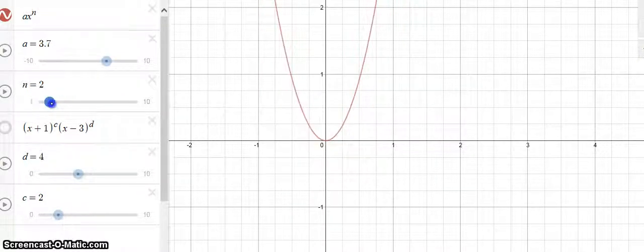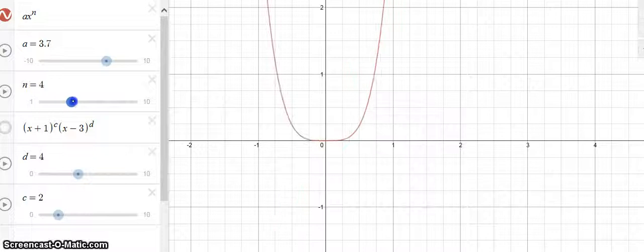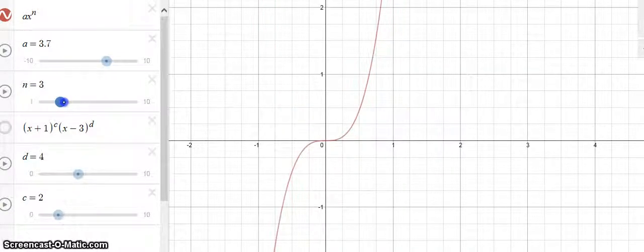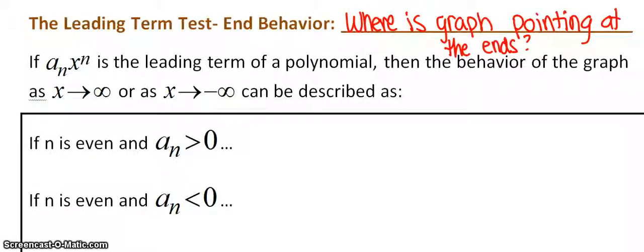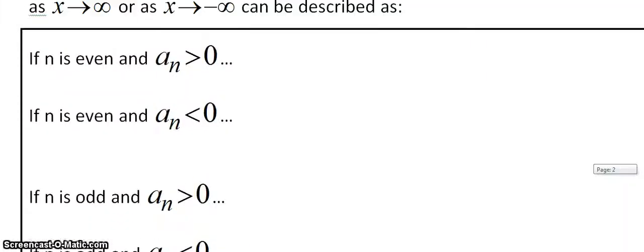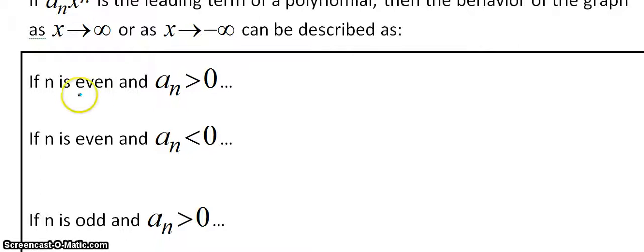So look at the even numbers, 2 and 4. They both point up, up, the same direction. Whereas our odds, they're going in opposite directions. So that's down, up. And so is x to the 5th, down, up. Okay, so let's formalize this into a definition. If n is even, so n is the exponent again, and a n is greater than 0, so that's the lead coefficient.